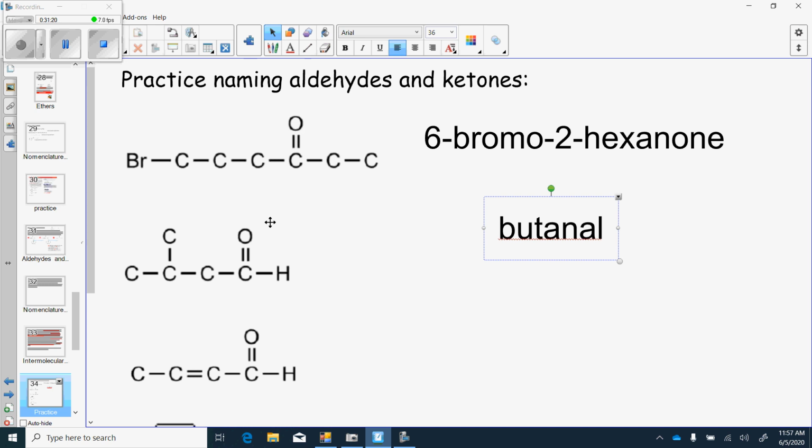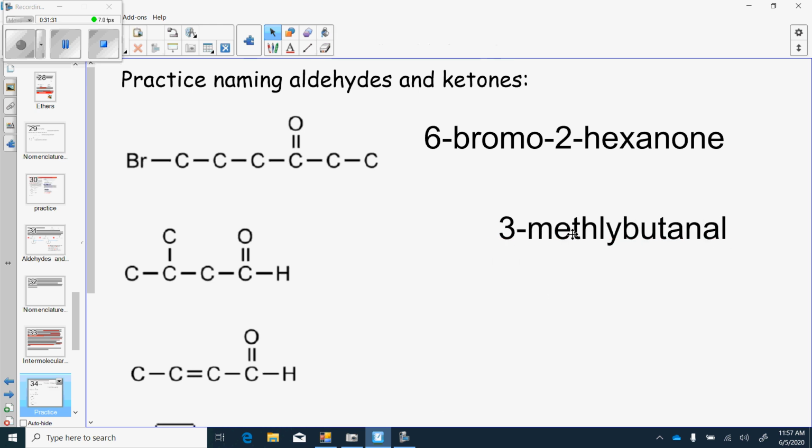You don't need a number, but it does have a branch. So we count from our functional group back. So 1, 2, 3. So 3-methyl butanol. Okay, 3-methyl butanol.